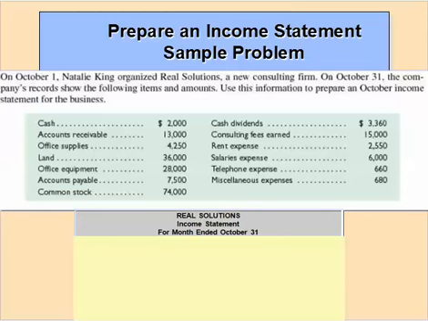Let's look at a brief example of how to prepare our 4 primary financial statements from scratch. And we always start first with the income statement. These all flow from one to the other, so we have to prepare them in order.